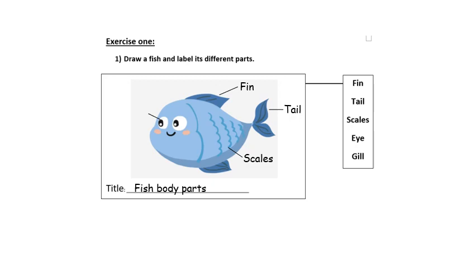Here we have the eye, and here we have the gill. So the fish uses its gills to breathe, right? And its body is covered with disconnected scales. So here we have the fish body parts.